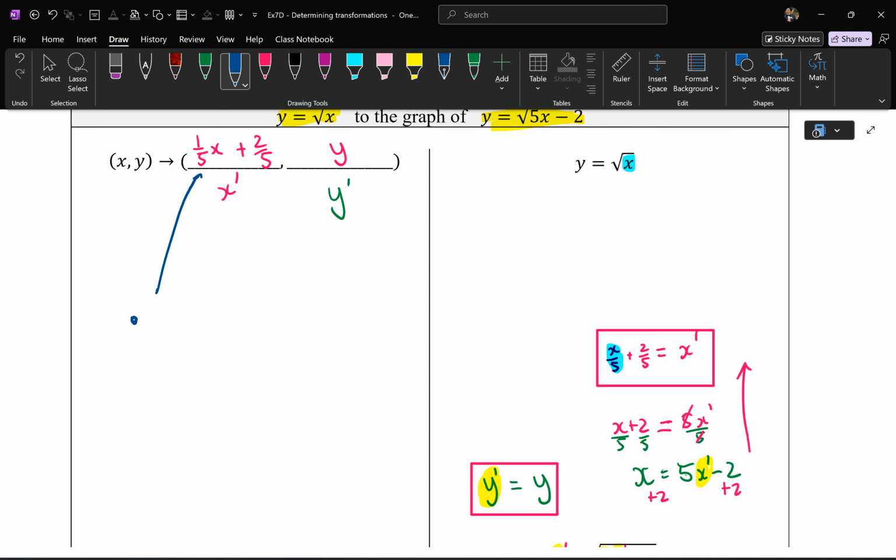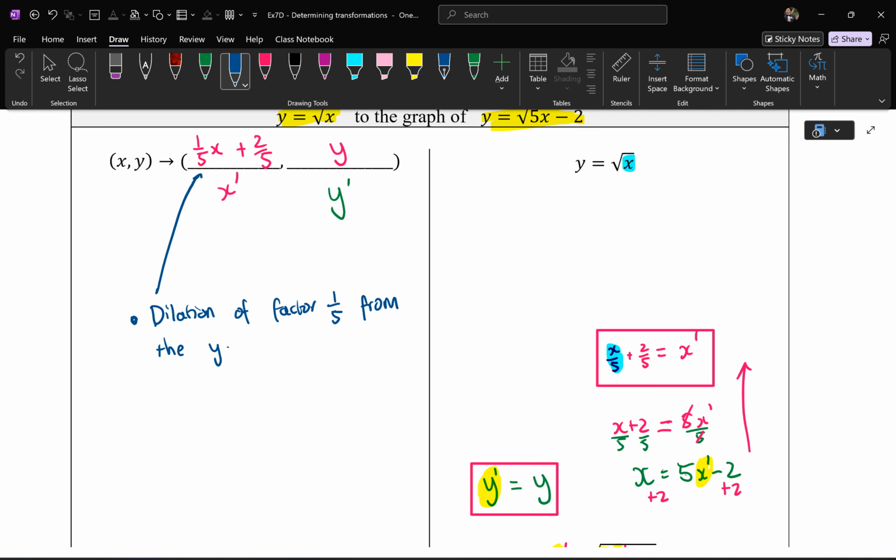1/5 times x, so going BODMAS, times first before you add or subtract. When you times by 1/5, is this a dilation, reflection, or translation? Dilation. So you've got to write it properly. So dilation of factor, what's the factor? 1/5. Very good. It's factor 1/5 from?